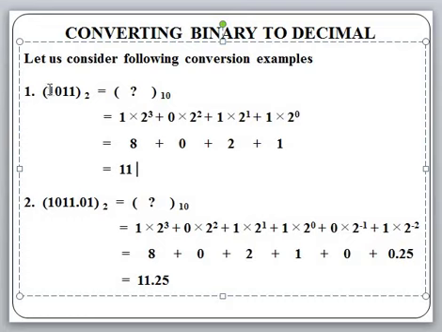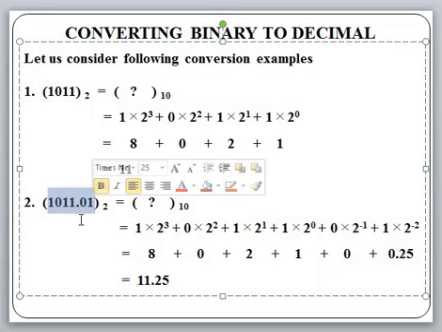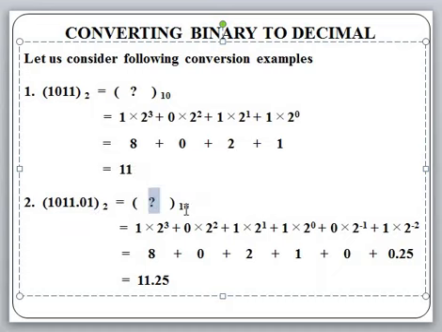Now in this number we have only the integer part in binary. So let us consider an example in which we have the fractional part also. The integer part is 1011, which we just saw, and the fractional part is 0 1. After the decimal point we have 0 1. So altogether 1011.01 is in binary, and we have to convert it into decimal.